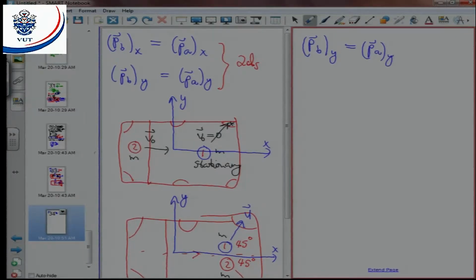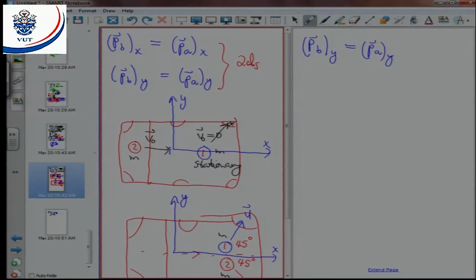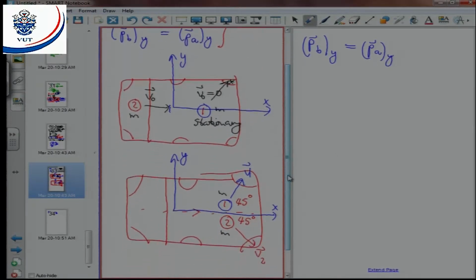Okay, so why did I say it's easier to start with the y? Because initially we don't have any y momenta, and afterwards we only have y momenta opposing each other. Whereas in x, initially we have x momenta, and after we have y momenta. So there are 3 terms here, there are 2 terms there. So it's easier to work with this one.